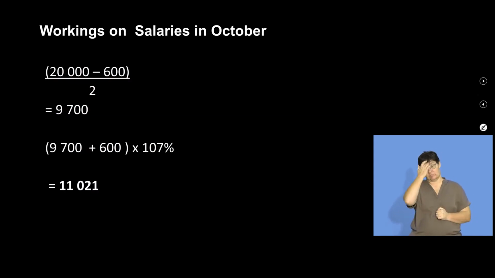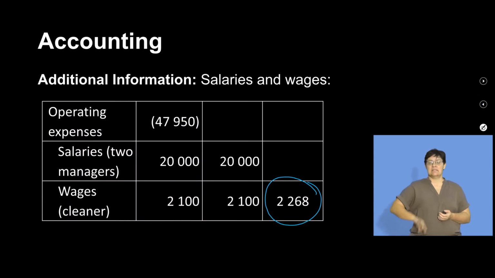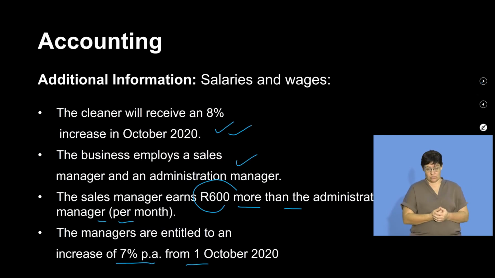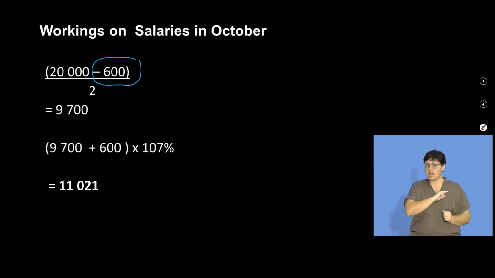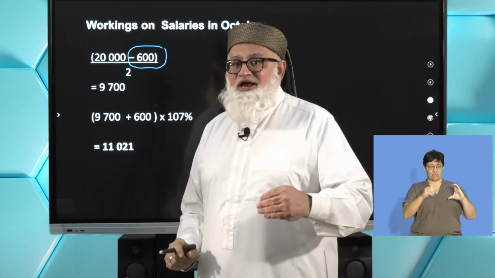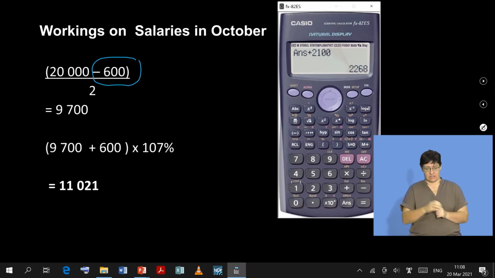Step number 1. Take the existing figure that we have here. The salaries of the two people together was 20,000. The first thing that you do is you take your 20,000 and minus the 600. Okay? Why? Because both of them don't earn the same salary. One earns 600 Rand more than the other. Once you've done that, you will see that if you take your 20,000 minus the 600, that will give you 19,400.